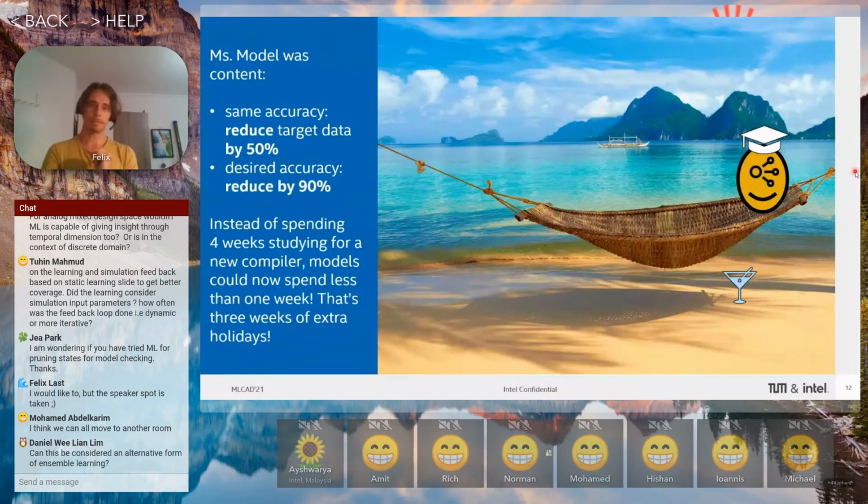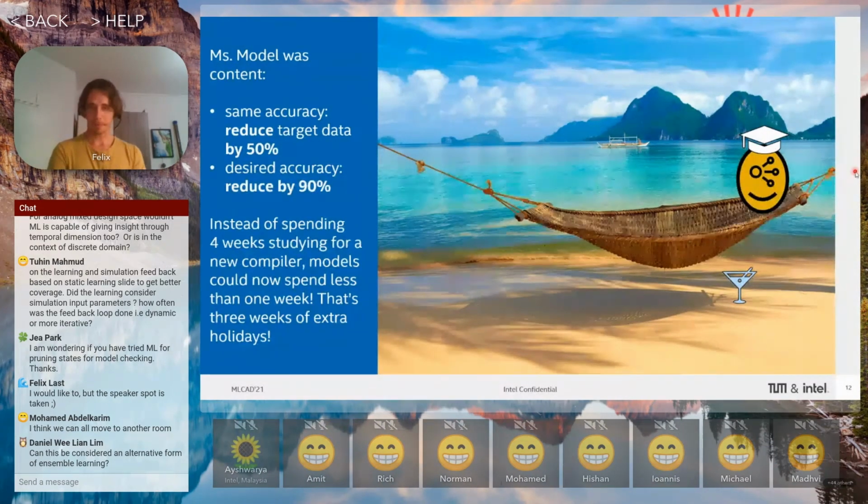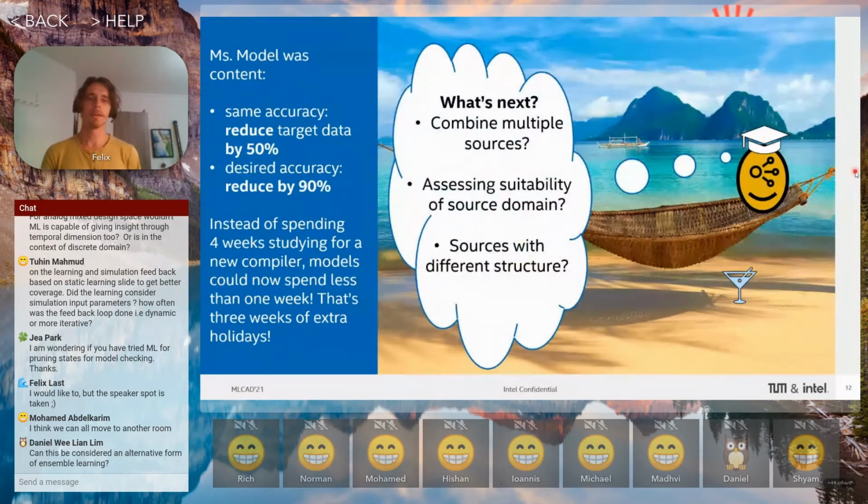And so that's what Ms. Model is doing over here. But of course, the feeling, you go on holiday, you think you can finally relax, then you're lying there and you get a bit bored and you don't really know what to do with your time. And then you think about work. And so Ms. Model is thinking, what's next?